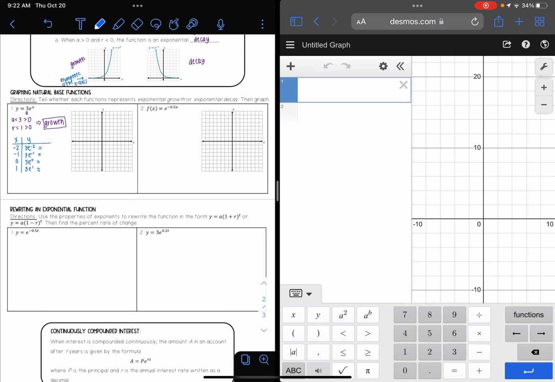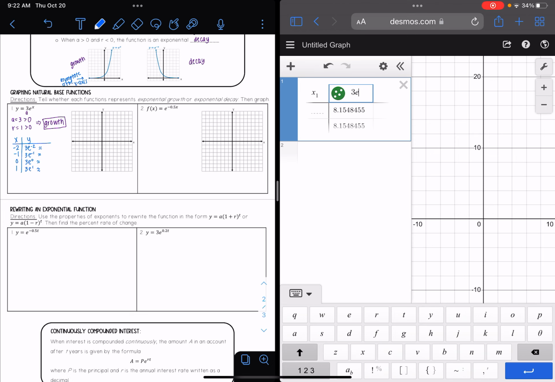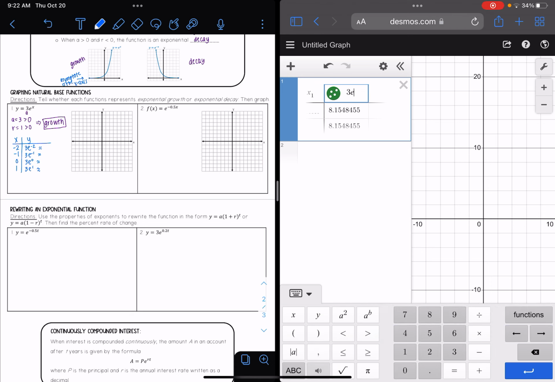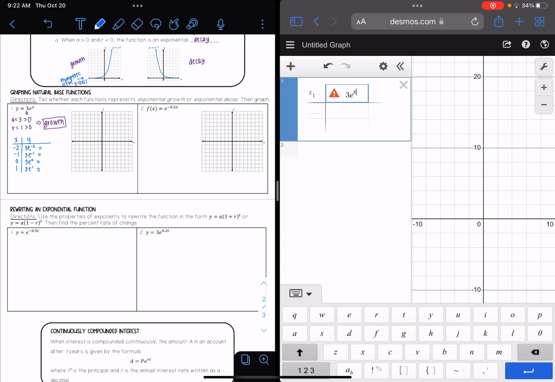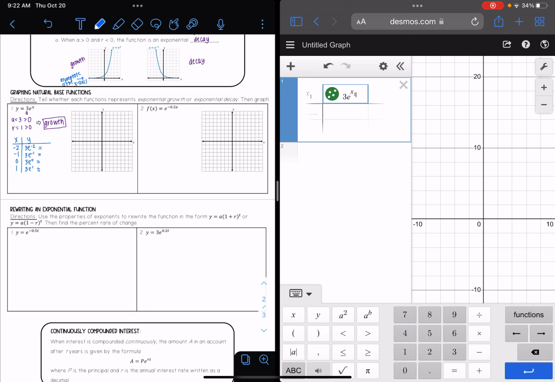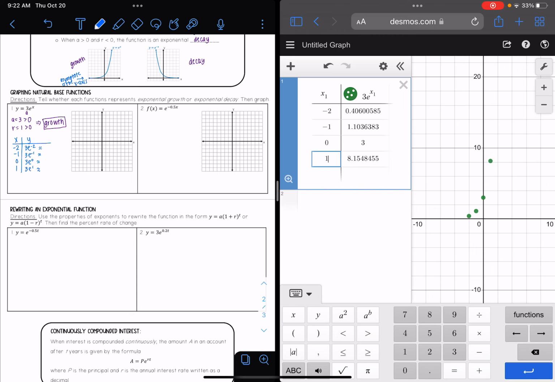And so if I go to Desmos, I can go ahead and click this plus button and press on table. And then where it says y1, I can delete that and instead write my function, which is 3e, and I'm going to raise that to the x power. And then I need to do an underscore here. So I'm going to go back here, hit that AB button, and then press 1. And I'm going to type in my numbers here. So I have -2, -1, 0, and 1.